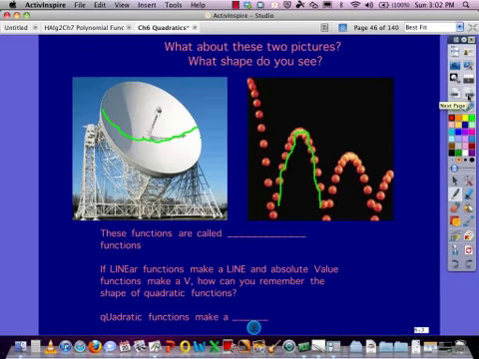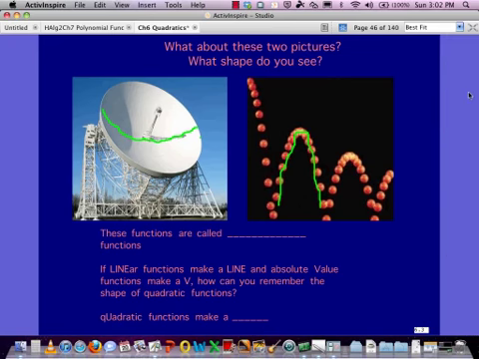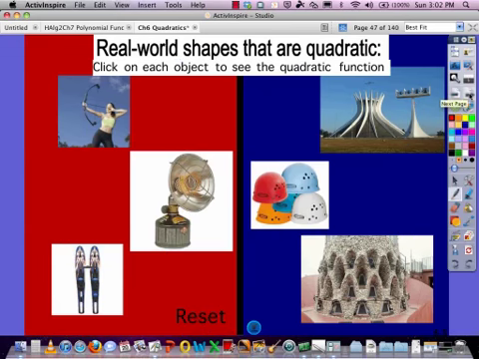Another, here's some quadratics. Different than the lines, different than the V's. All right, real-world shapes that are quadratics. And you should be able to see those as well. So if I would just select any one of these, for example, the fan, you can see what happens there. The ski, the helmets. So you're looking at things that have quadratic shape that you may not have even thought about, but they are truly quadratics.